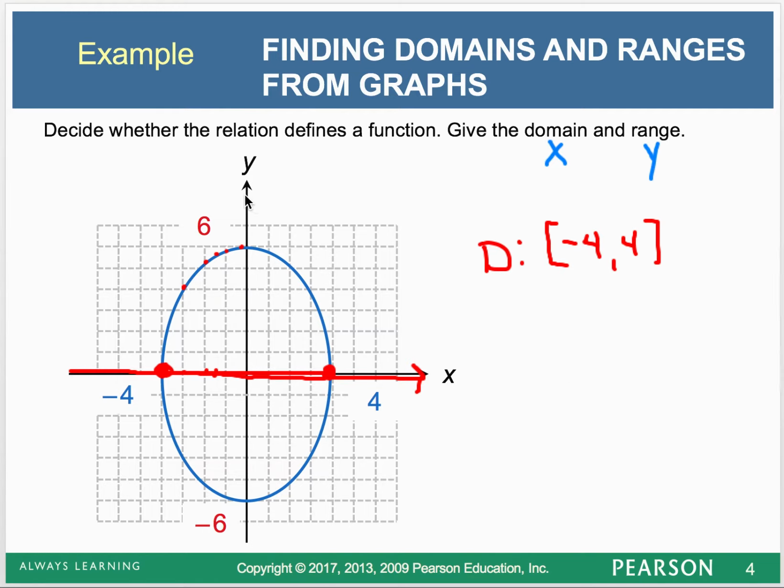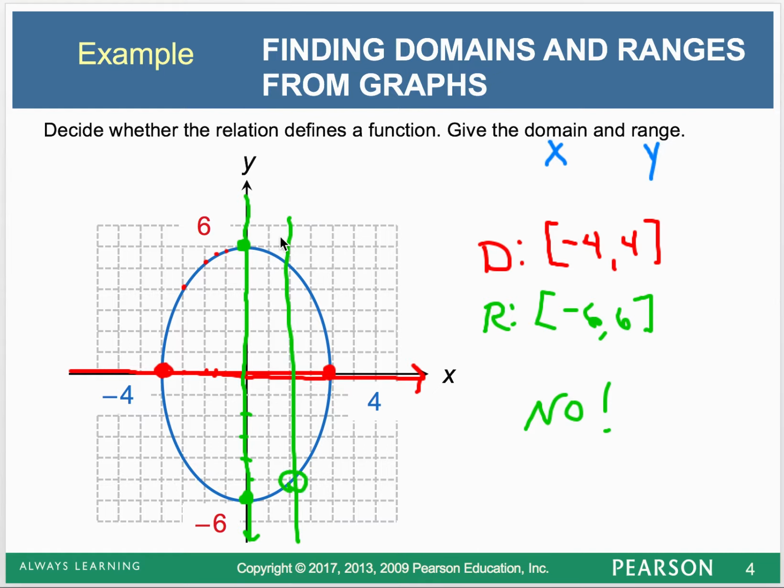Range is asking about the y's, so it's the same process, except I'm looking for my y values. All of these are my y values. So if I'm coming up, there's no graph until I get to 1, 2, 3, 4, 5, 6, -6. And then there's graph all the way across until I get up to +6. So my range is -6 to +6. And remember, it was not a function. That vertical line test failed.